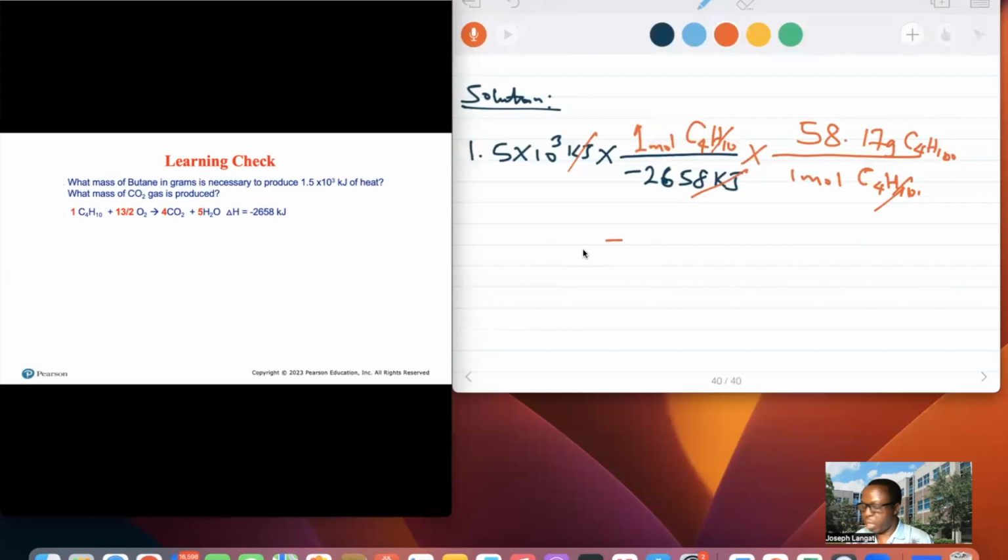This will give you 33. Please check that. 33 grams of C4H10.